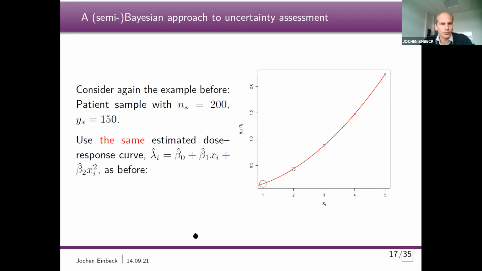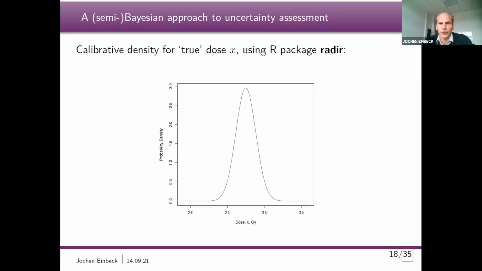Okay, right. So let's return to the same example as before and apply this. We have the patient sample. We have observed 150 dicentric chromosomes in 200 cells. We have the same dose response curve as before. This is then thrown into that machinery. One can do that relatively easily with the R package Radia. I have not provided that code here now, but if you look into that package, it's well explained how to do that. And you get immediately a posterior distribution.